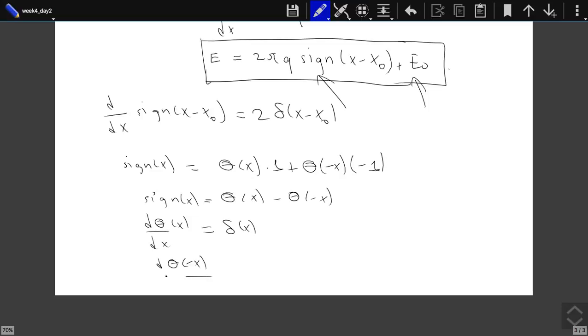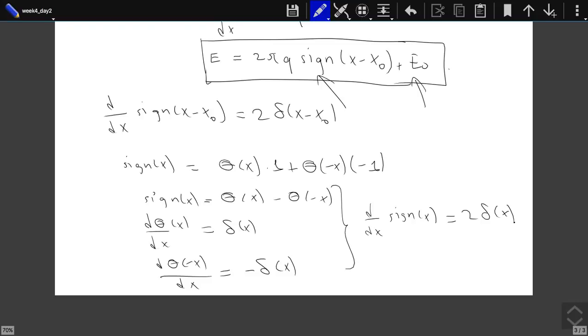Derivative of theta of minus x with respect to x is minus delta. Well, delta of minus x is the same as delta of x. So if you just combine these, the derivative of the sign function with respect to x is twice the Dirac delta of x. Or you can say that the derivative of the sign function is 0 almost everywhere except when x is equal to 0. And at x equal to 0, it makes a jump of 2 from minus 1 to plus 1. So that's why we have that 2 over here.